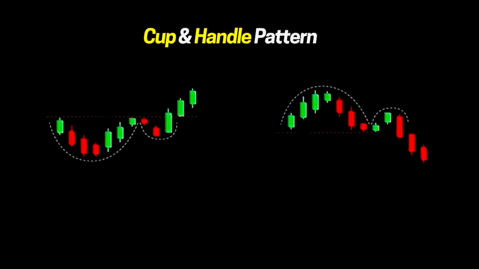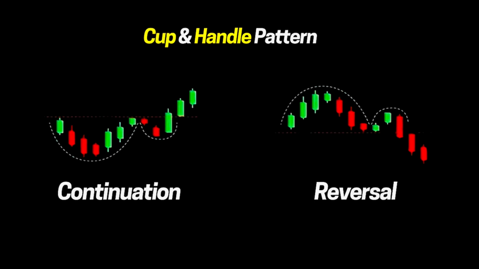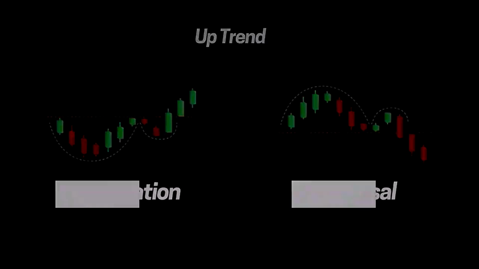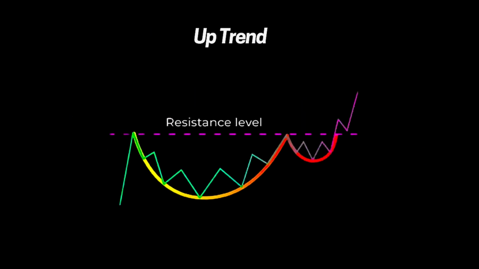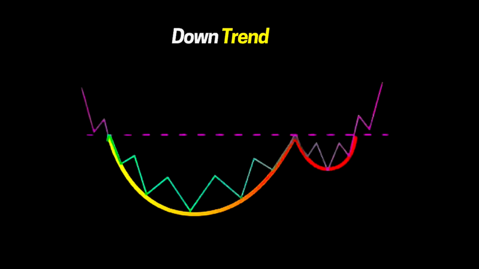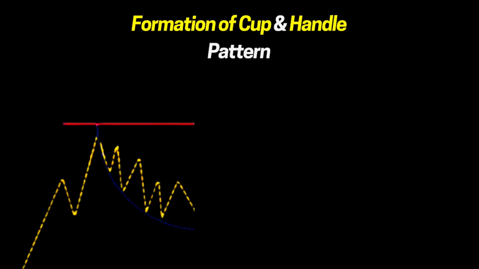The cup and handle pattern is used in trading as both a continuation and a reversal pattern. In an uptrend, it acts as a trend continuation pattern, while in a downtrend, it functions as a trend reversal pattern. Let's understand how the cup and handle pattern is formed.